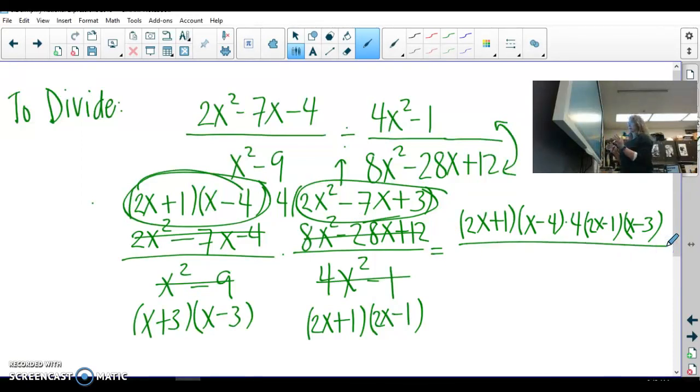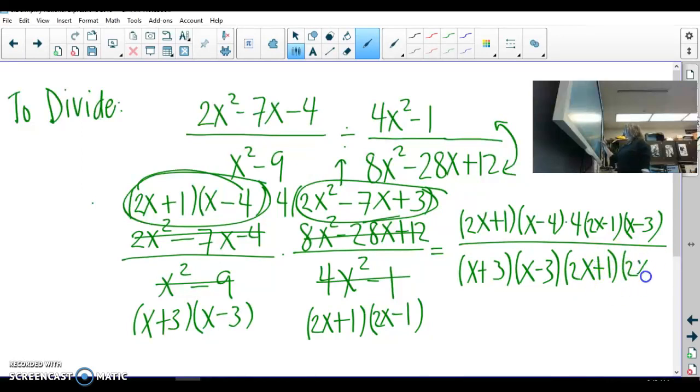I'm kind of combining a couple steps, but you can write it all as a single numerator now, multiplying the numerators together, and as a single denominator: x minus 3, and then I have 2x plus 1, and 2x minus 1. Now, the next step is to simplify this by taking any common factors and crossing them out. Got an x minus 3 and an x minus 3. It has to be in the numerator and the denominator.